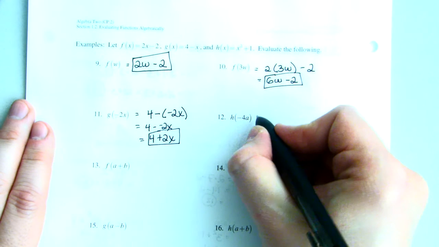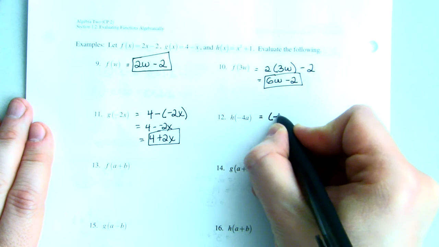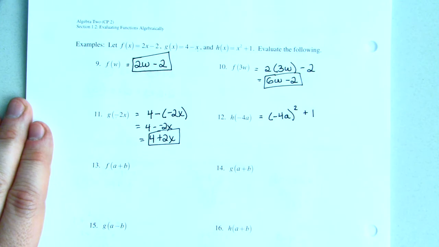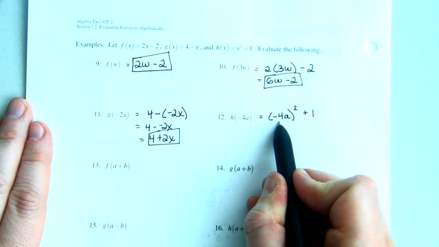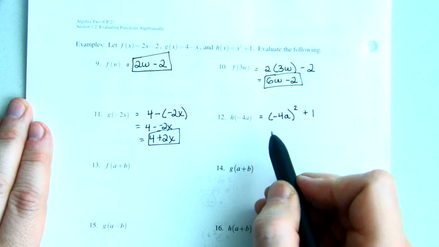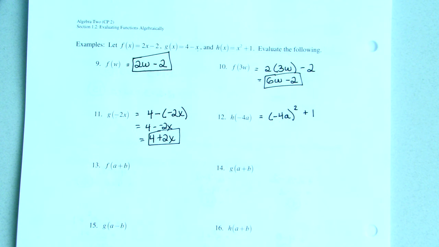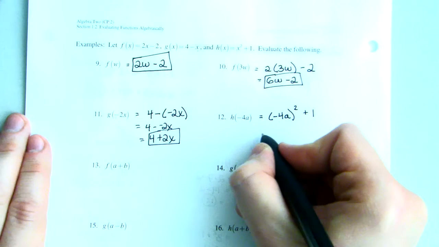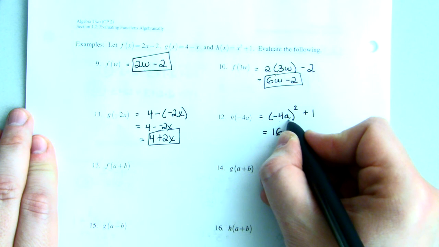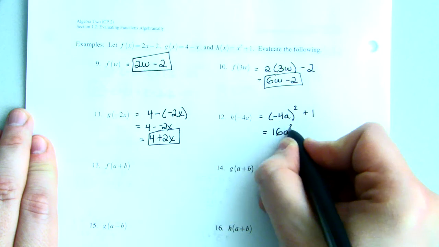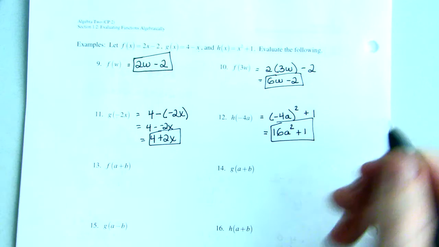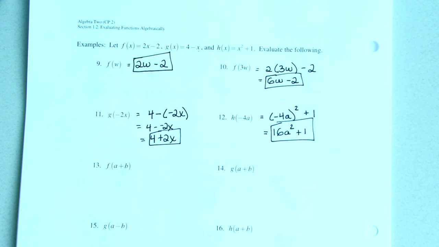In number 12, h of negative 4a, I'm going to say negative 4a in parentheses squared plus 1. You need to square the negative 4, and you need to square the a. Negative 4 squared is what? What's negative 4 squared? Negative 4 squared should be positive 16. Square the a. Don't think too hard. What's a squared? Well, just a squared. Don't forget the plus 1, though. Our answer to this problem is going to be 16a squared plus 1.